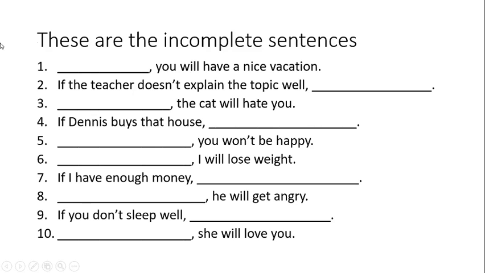For example, in number one, we are missing the condition, right? In number two, we are missing the result. In number three, the condition. In number four, the result. In number five, the condition. In number six, the condition. In number seven, the result. And number eight, the condition. And number nine, the result. And number 10, the condition. So you have to create the element that is missing and include it in the forum.